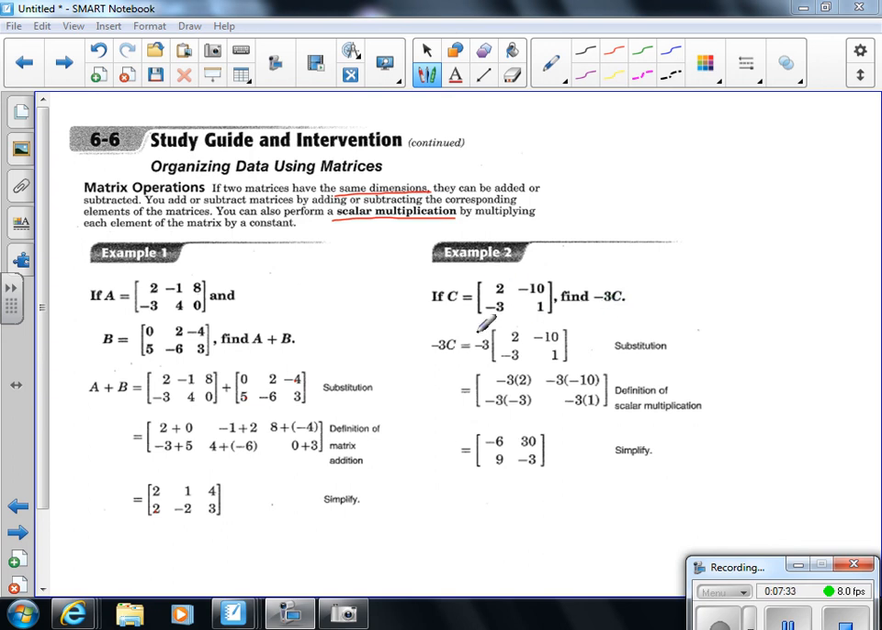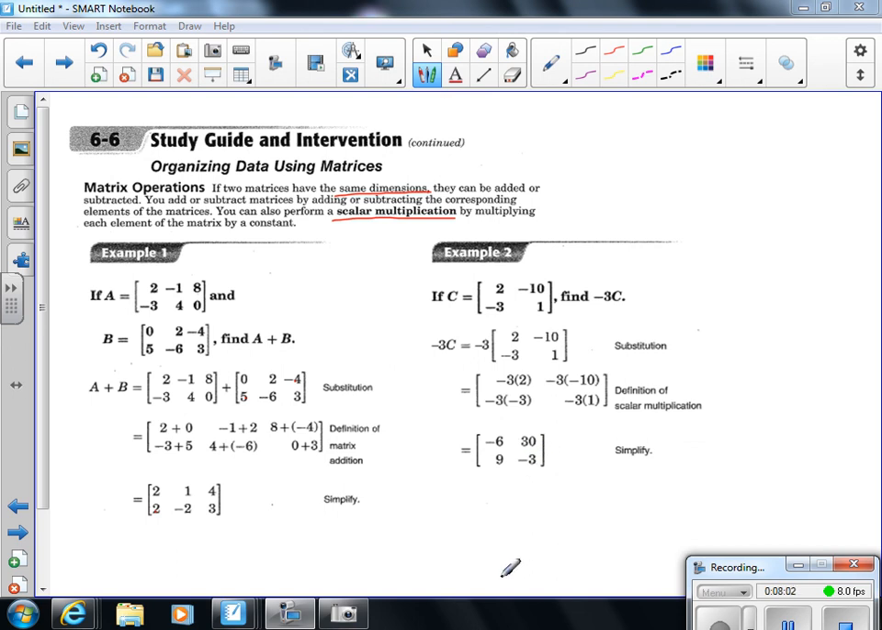Okay, then when you multiply, it says if C is this matrix, then we're going to find negative 3C. So we're actually taking a negative 3 times each element or quantity in this matrix. So in your mind, you're thinking negative 3 times 2, negative 3 times negative 10, negative 3 times negative 3, and negative 3 times 1. And you write down the results in a 2 by 2 matrix. So negative 3 times 2 is a negative 6. Negative 3 times negative 10 is a positive 10, and negative 3 times a negative 3 is a 9, and negative 3 times a 1 is a negative 3.